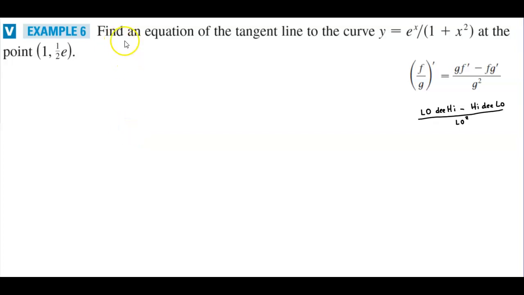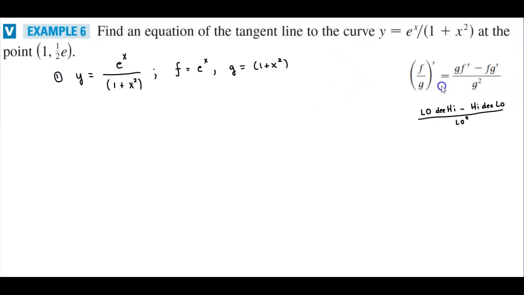Example 6, find an equation of the tangent line to the curve y is equal to e to the x divided by the quantity 1 plus x squared. Okay, so we're going to take a look at the function. We know the function is y, which is equal to e to the x divided by 1 plus x squared. Okay, and we're going to let f represent the numerator function, and we're going to let g represent the denominator function.